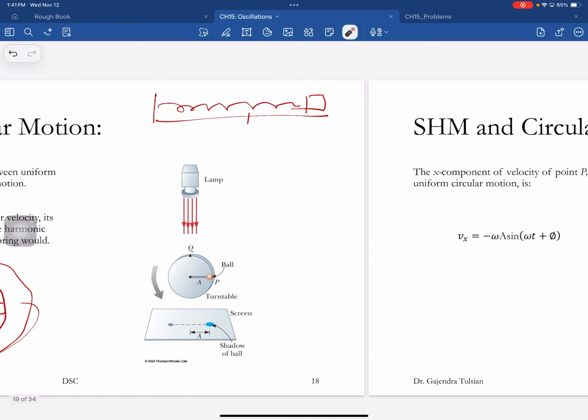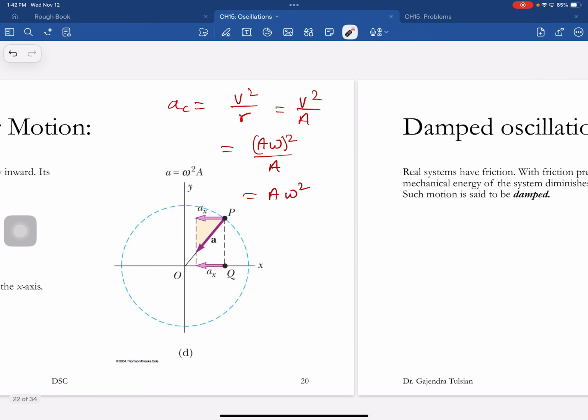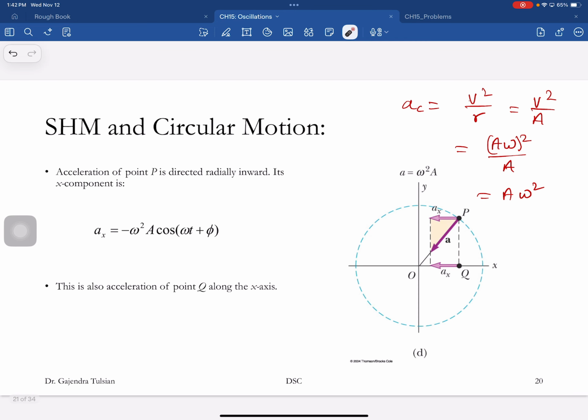All right, so again, the point of those slides was that uniform circular motion is a combination of two simple harmonic motions. All right, so we studied simple harmonic motion without friction. That's what we did in this 1 hour of change.